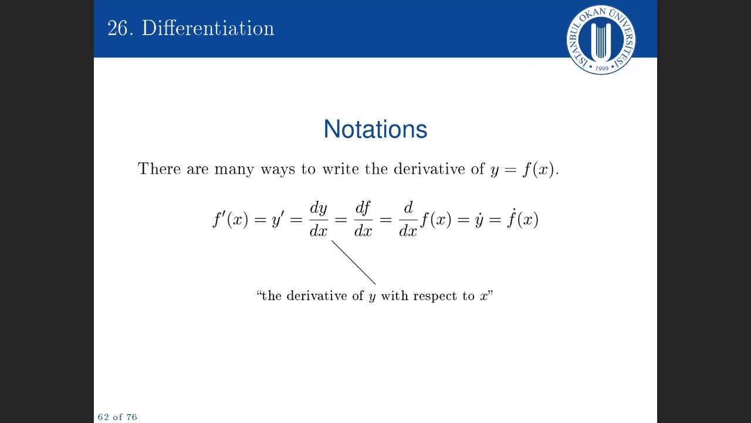Let's talk about notation. There's many ways to write the derivative of y is equal to f of x. These ones all mean the same. We could write f prime of x, or y prime, or dy dx, or df dx, or d dx of f of x, or y dot, or f dot of x.